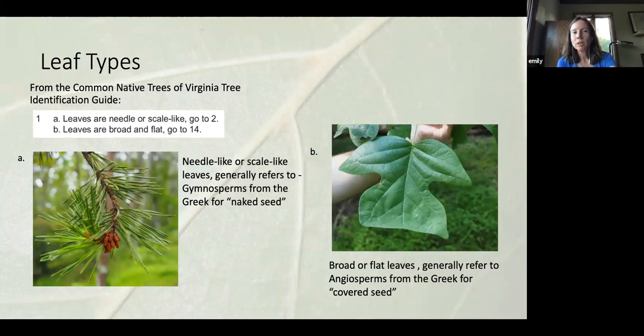We're gonna just quickly go through a couple of those needle or scale-like in number 2, following the steps of the key. And then we'll get back to those broadleaf angiosperms, because I think that's gonna be the place for people who have the most questions associated with tree ID.